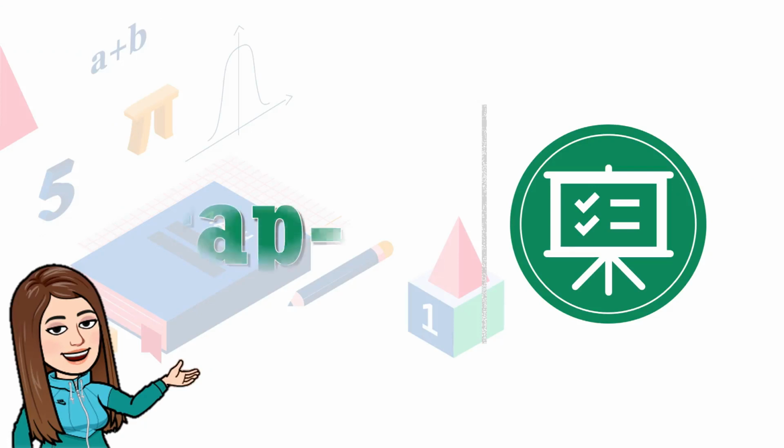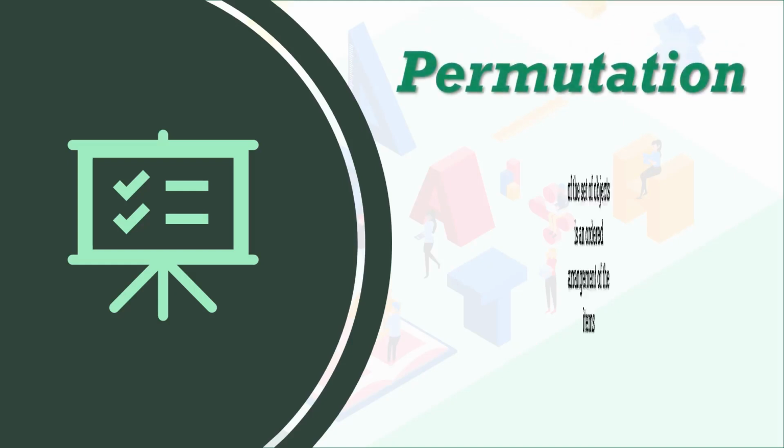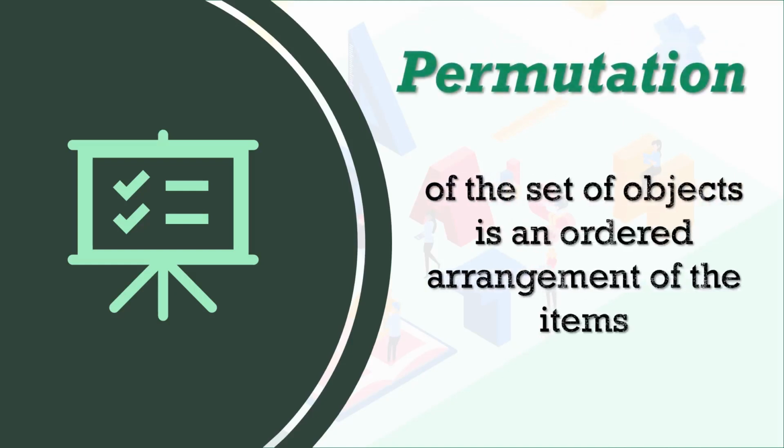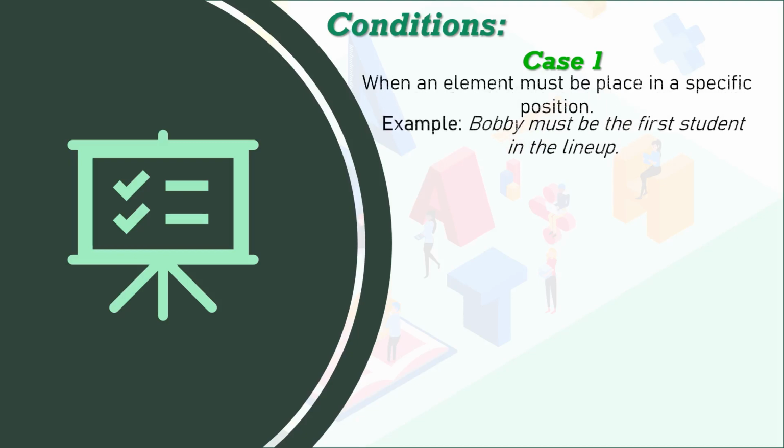In dealing with permutation and its conditions, you have to remember that a permutation of the set of objects is an ordered arrangement of the items. There are problems in permutation that involve conditions, such as case 1, when an element must be placed in a specific position. Like for example, Bobby must be the first student in the lineup.